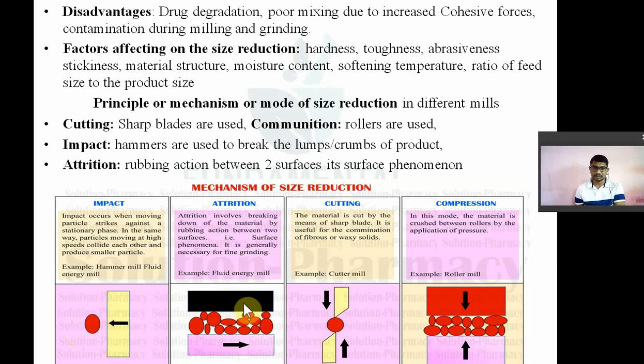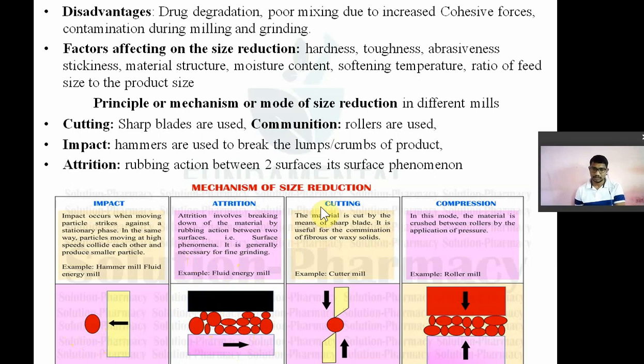Attrition. Attrition means it involves breaking down of material by rubbing action between two surfaces. ये एक surface है, ये एक surface है, इधर जा रहा है, बीच में जो particles हैं वो rub हो रहे हैं, और जो दो particle हैं उनके बीच में भी rubbing action होता है. So that is attrition.